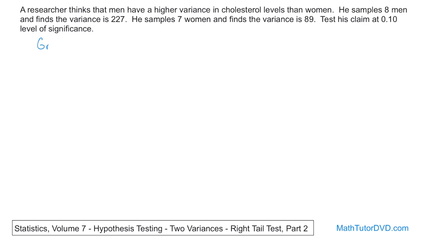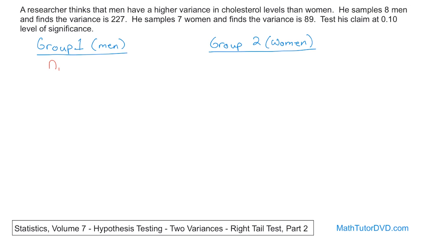So we have group 1, which we're going to call the men, and group 2, which are the women. I always recommend when you solve problems to write everything down that the problem says, because then you can understand what's going on. So we sample n sub 1, which is 8 men. You can see that from the problem. And the value that we got for their variance, s1 squared, is 227.